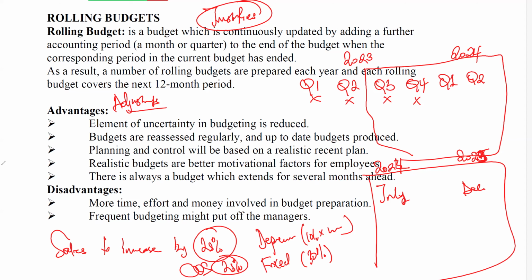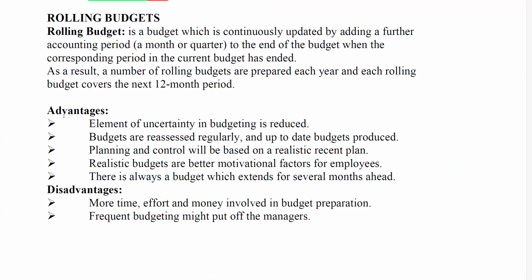Okay, so it depends on the exam question that they are giving you. Now, what are the advantages? One, the element of uncertainty in budgeting is reduced, because you base it on what was there and then you increase it. You roll it on. Budgets are reassessed regularly and up-to-date budgets are produced. Planning and control will be based on realistic and recent plans. Realistic budgets are better motivational factors for employees, so it can motivate employees. And there's always a budget which extends for several months ahead. So these are some of the things that you need to consider.